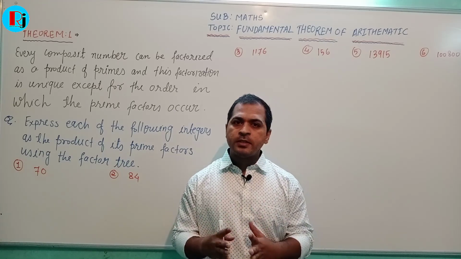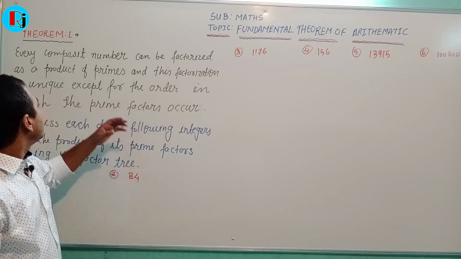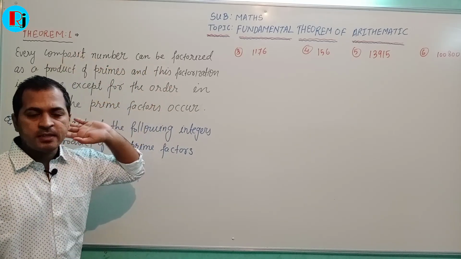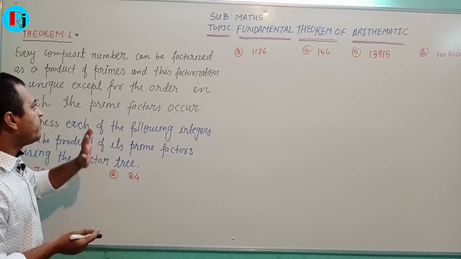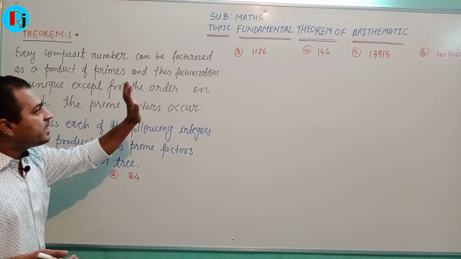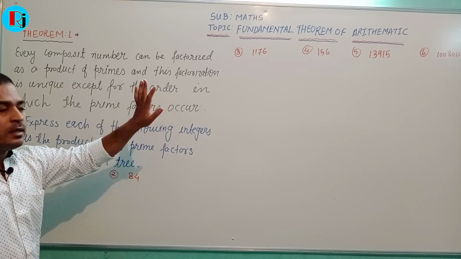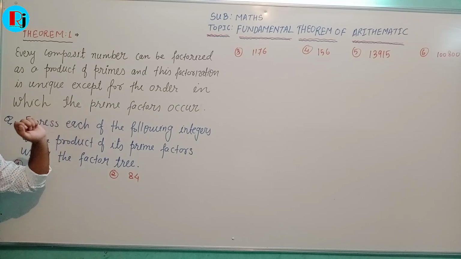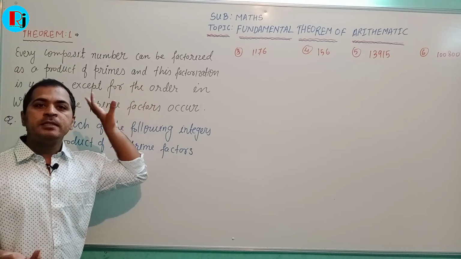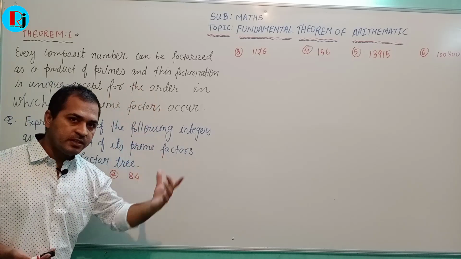So students, in a very sweet manner we can write all these things. Every composite number can be factorized as a product of primes, and this factorization is unique except for the order in which the prime factors occur. Students, we will deal with this theorem through a few examples.